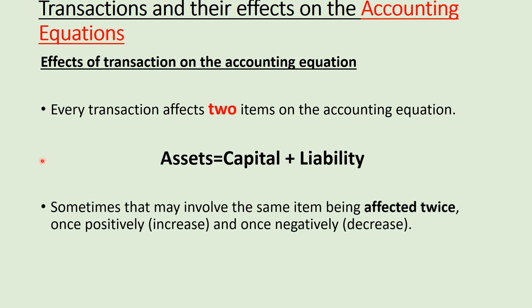So in summary, sometimes it can happen that every transaction affecting two items on the accounting equation involves the same item being affected twice, once positively and once negatively, just like I explained. So these are the points we're going to use in analyzing the effect of transactions on the accounting equation.